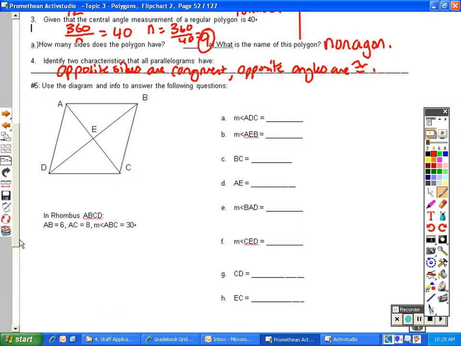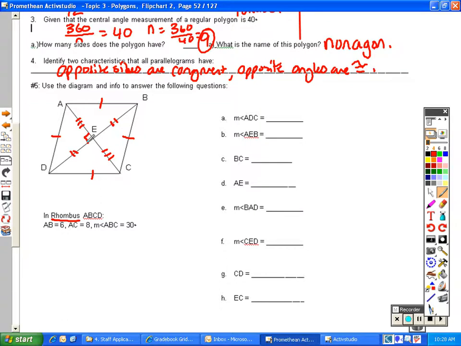Use the diagram and information to answer the following questions. We are told it is a rhombus, which tells us lots of things. It tells us all the sides are equal. It tells us that opposite angles are equal. It tells us that the diagonals bisect each other and they meet at a 90-degree angle. Okay? All of the properties of rhombuses are on that check sheet that you have to know.